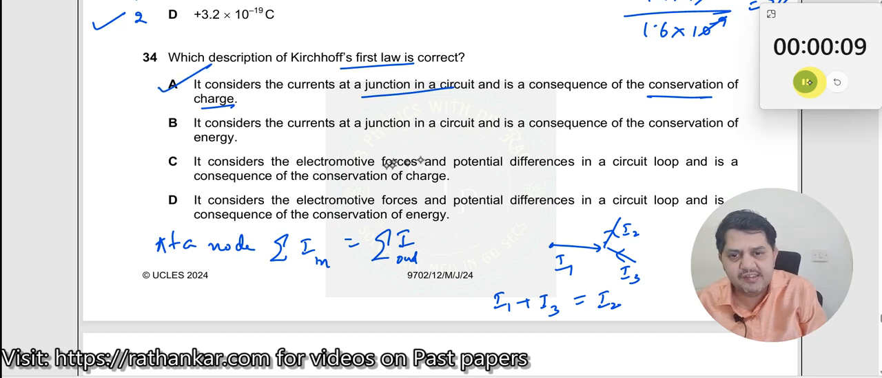If you look at the other ones, it's incorrect. Considers currents at a junction in a circuit. Okay, the first part is correct. It's a consequence of conservation of energy. No, energy has not been considered. Look at this one here.